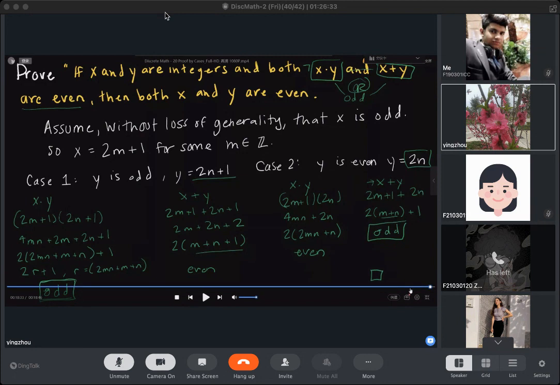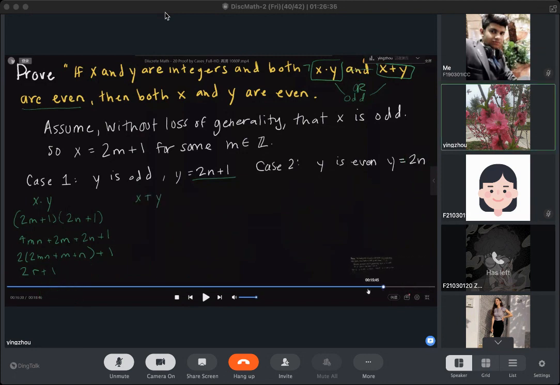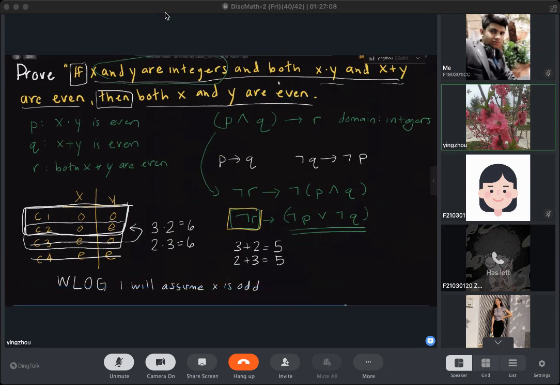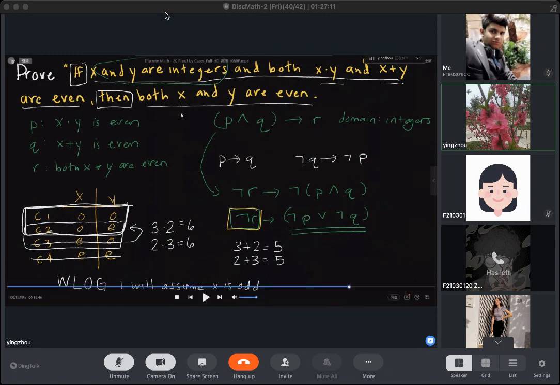So just for this example, if we don't use the contradiction, and we don't use this indirect proof, maybe it is boring or very difficult to do a direct proof. That means going just from the condition, because this condition is that x times y and x plus y are even, and that will show both x and y are even. So it is difficult for you to think it over just from the direct proof. But if it is an indirect proof, just like this.